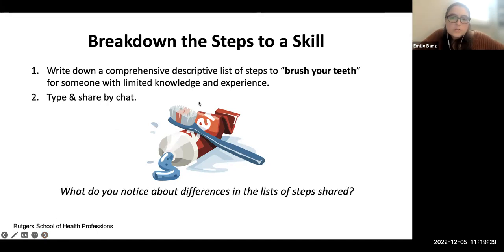So those are some of the things that I noticed about the differences in the lists that were shared. And absolutely, Ricky, right? You need to be more specific with a person that doesn't have a house or a place to do so. So maybe part of the steps is figuring out a safe place for them to go to brush their teeth.